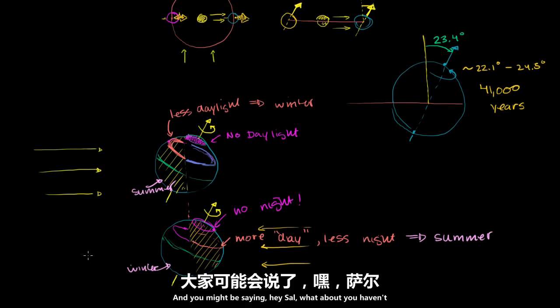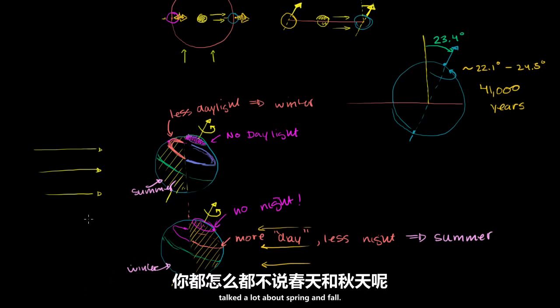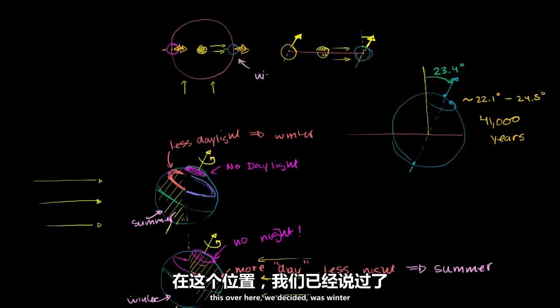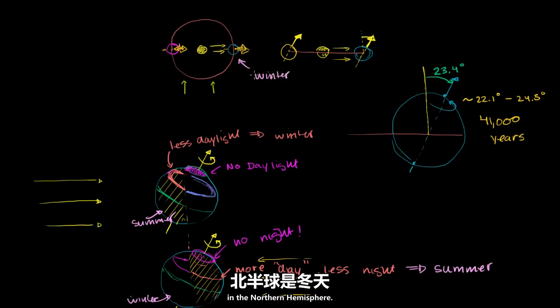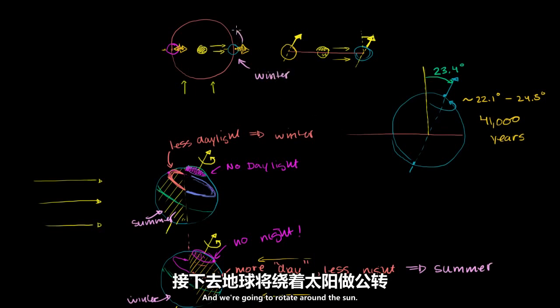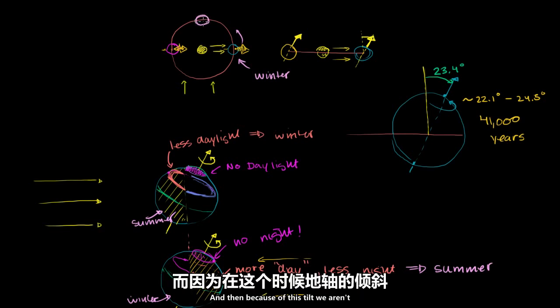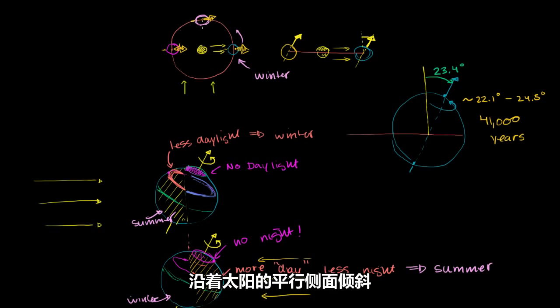And you might be saying, hey, Sal, you haven't talked a lot about spring and fall. Well, let's think about it. If we're talking about the northern hemisphere, this over here we decided was winter. And we are going to rotate around the sun. And at some point, we're going to get over here. And then, because of this tilt, we aren't pointed away or towards the sun. We're kind of pointed, I guess, sideways relative to the direction of the sun.